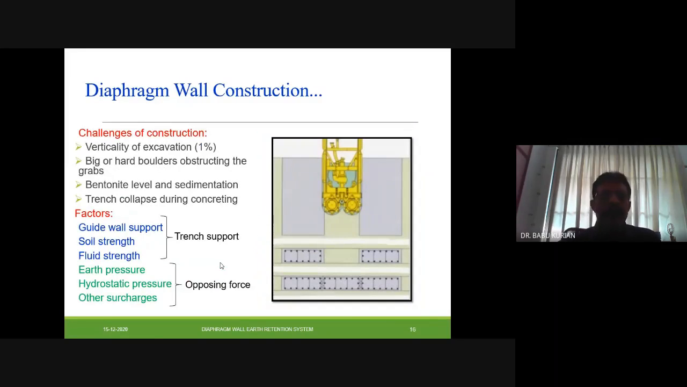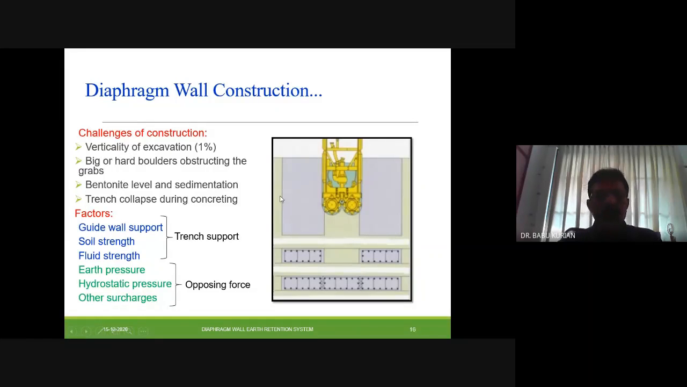At the same time, there are some challenges. One is how to keep the verticality of the diaphragm wall. For the verticality, an error of only up to 1% is permitted. If the verticality is beyond 1%, we have to correct it. So the verticality of the excavation, we have to keep within 1%. And again, we can see that we are excavating the soil for one panel.